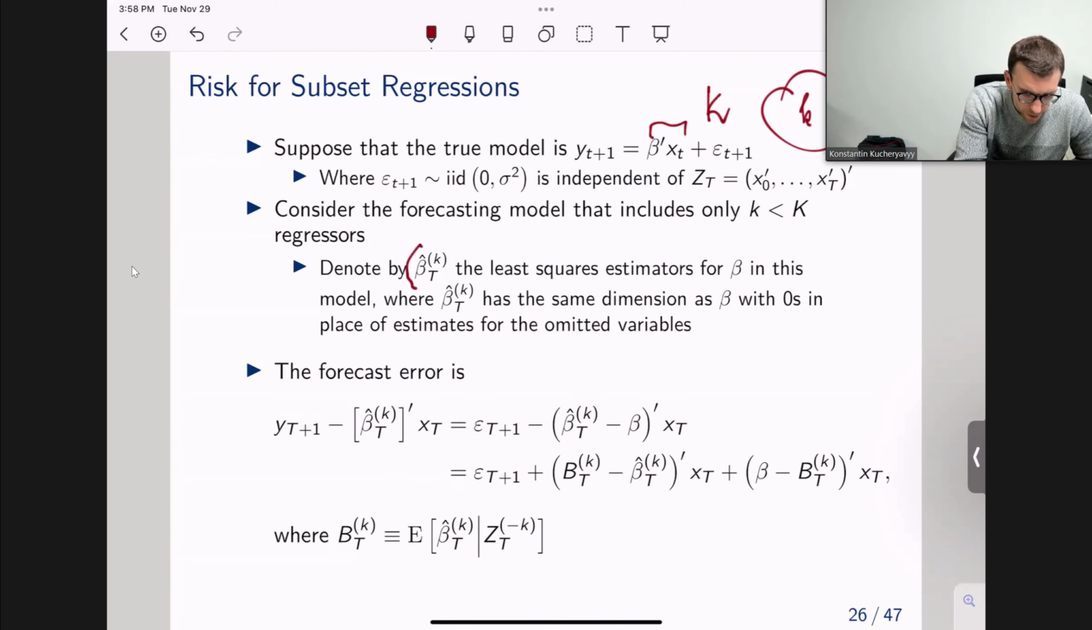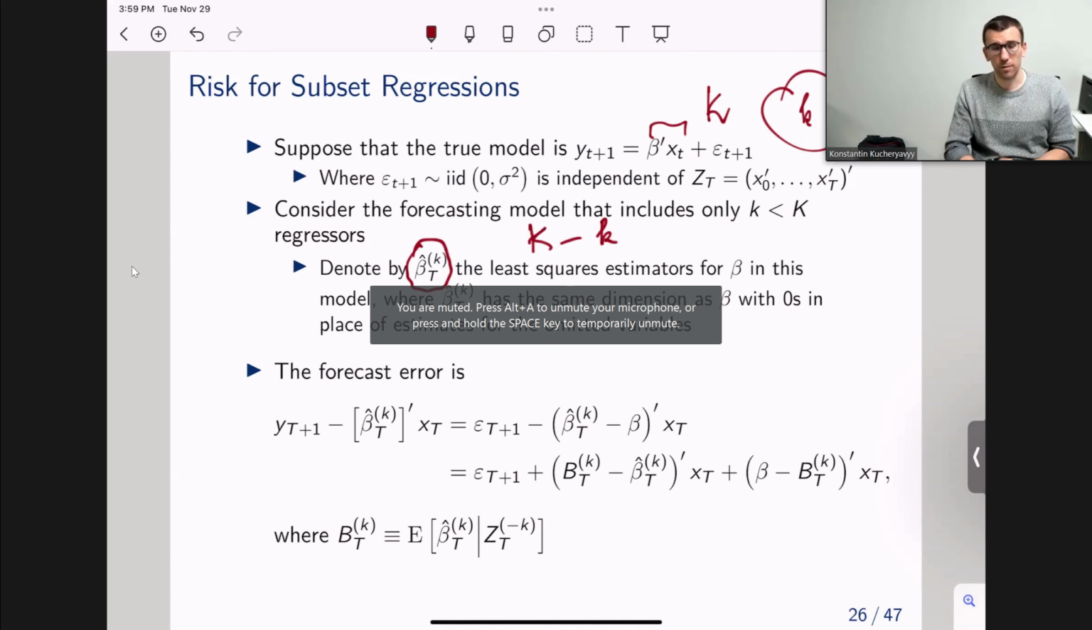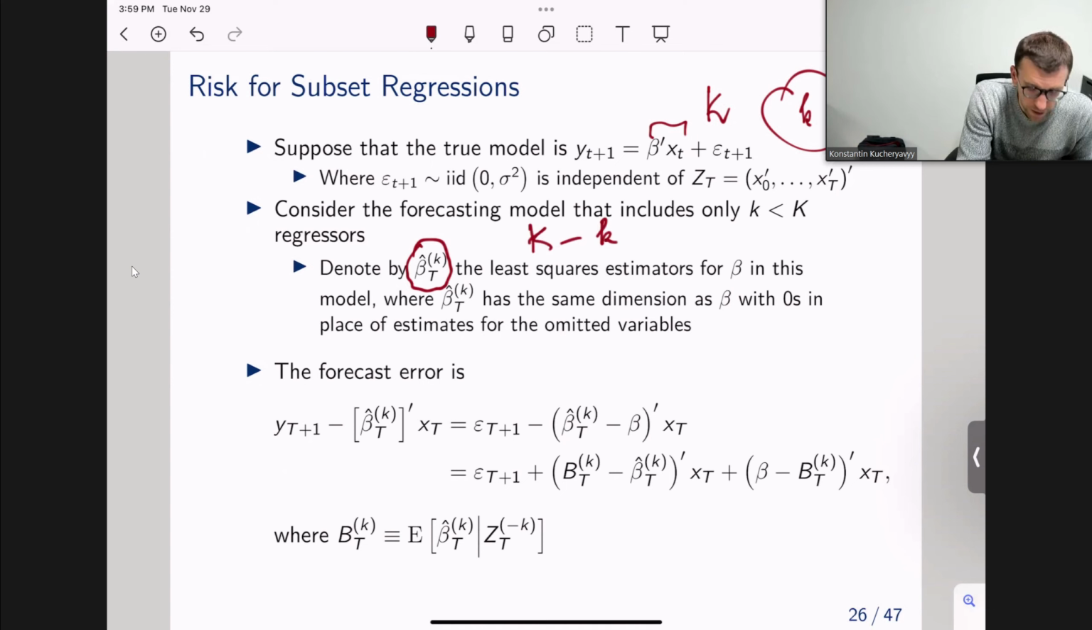Let us denote by this guy the least squares estimator of beta that is based on the data set of length t, what we have up until the time t, and based on, say, the first k regressors, without loss of generality. So we drop K big minus k small regressors, and we use only the first k ones. Now, the forecast error in this example is almost the same as what we did before, the same logic that I considered about 5 minutes ago, where we were taking all K big regressors.